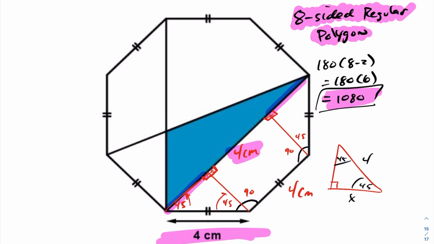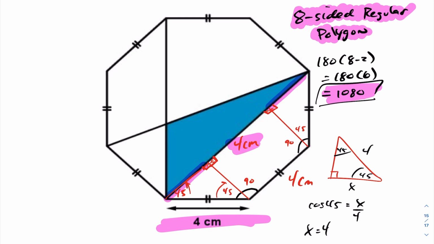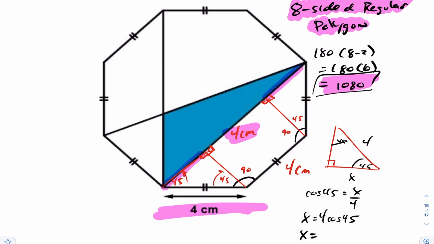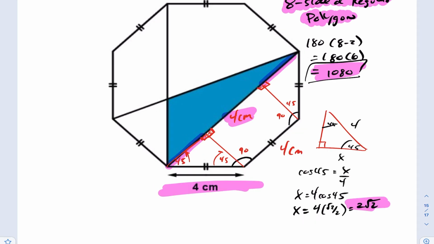Let's call this x. If I'm looking to solve for x here, I know the cos of 45 degrees is going to equal adjacent over hypotenuse. So x is going to equal 4 cos 45, in which case x is equal to 4 times root 2 over 2, which is 2 root 2. So now I know that the length of this side of the triangle will be 2 root 2. Since this triangle over here is the exact same triangle, this is also 2 root 2. So now I know the length of the base of my triangle by adding these 3 lengths up.